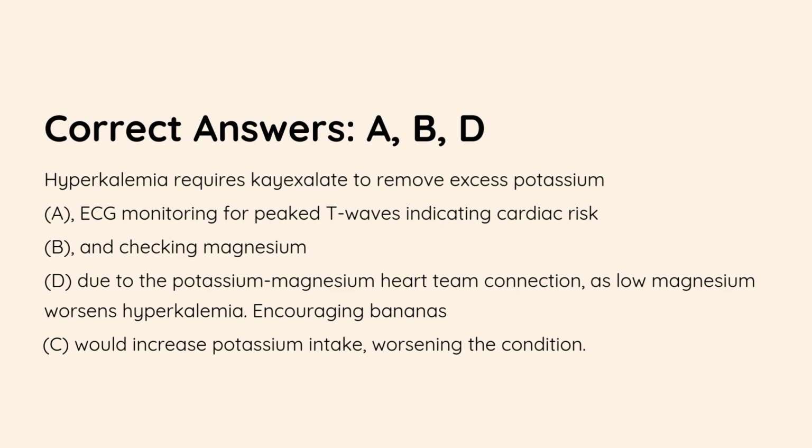We want to monitor ECG for peaked T waves indicating cardiac risk. Potassium is always connected to cardiac risk, and we check magnesium because of the potassium-magnesium heart team connection, as low magnesium worsens hyperkalemia. Encouraging bananas: banana is a source of potassium. We would increase potassium intake, and that will worsen the condition. If we take more bananas, more potassium in our body, that will worsen our situation.